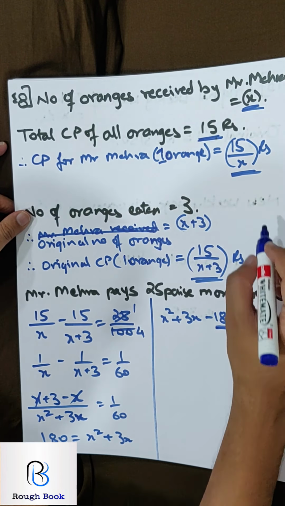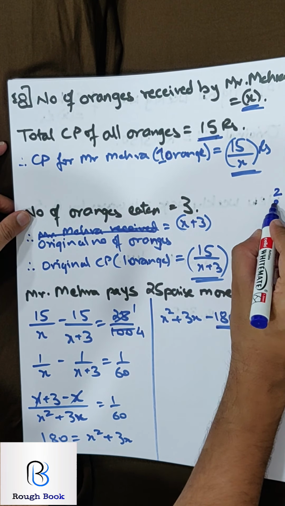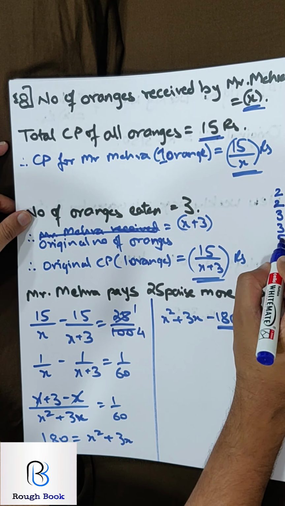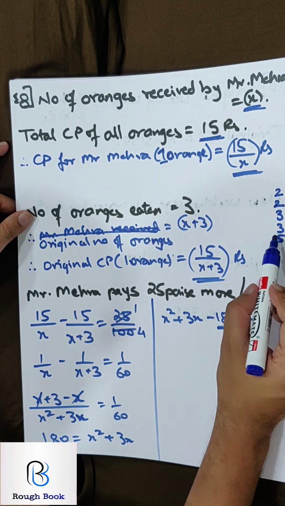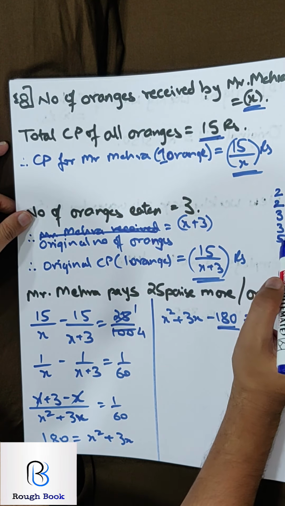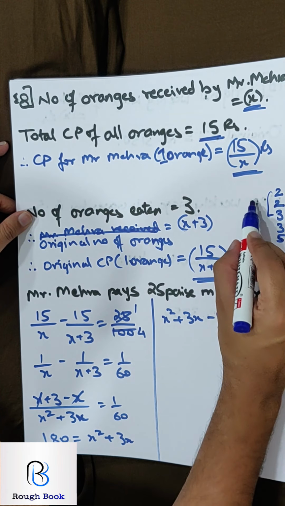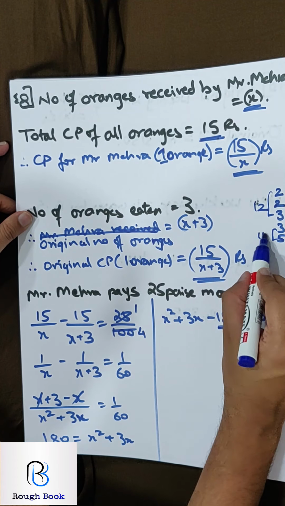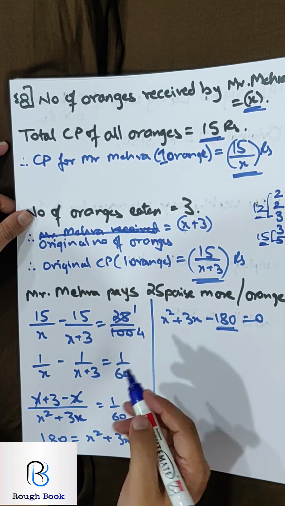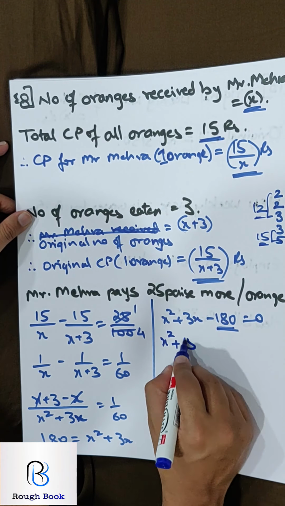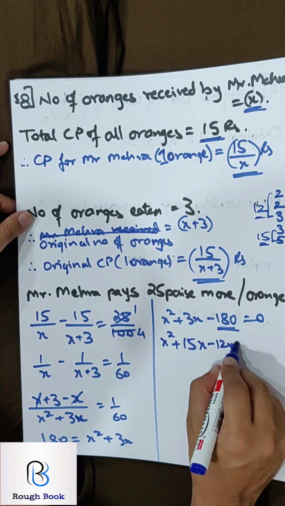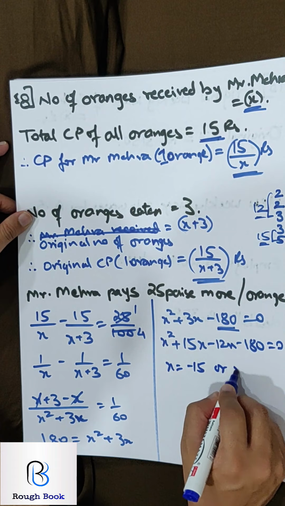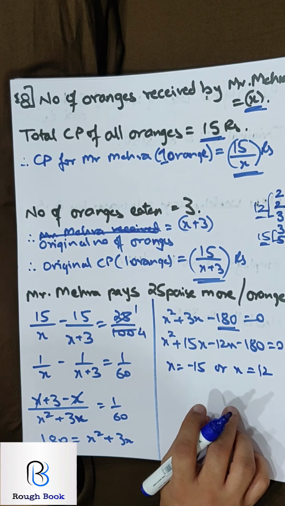Try on your own. So 180 is 2 into 90, 2 into 45, 3 into 5. So now for 3, if I take 3 2s are 6, 6 3s are 18. Sorry, 2 2s are 4, 4 3s are 12, and 5 3s are 15. So 15 and 12 gives me 3, yes. So x square 15x minus 12x minus 180. So my x will be minus 15 or x will be 12.